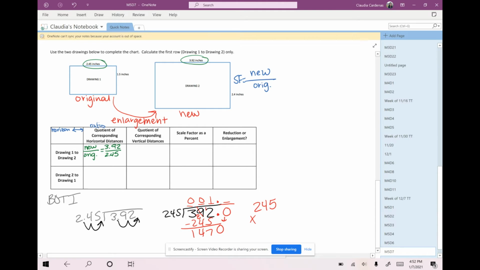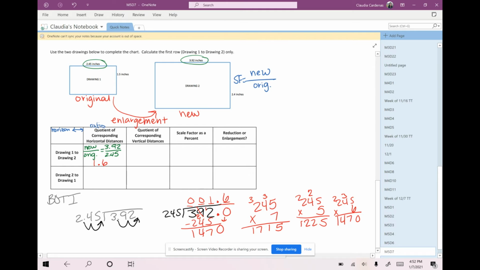And 245 goes into 1,470. Let's do our best guess. 200 goes into 1,400 about 7 times. And let's see how far off we are. 14, 17. So it's too much. Let's go down then, let's go down by 5. 25, 20, 22, 10, 12, and that's 1225. And actually, I think I just barely missed it. So if I do 245 times 6, sure enough, I would have got it right there at the beginning. So it was 1.6. So that is our scale factor, 1.6.